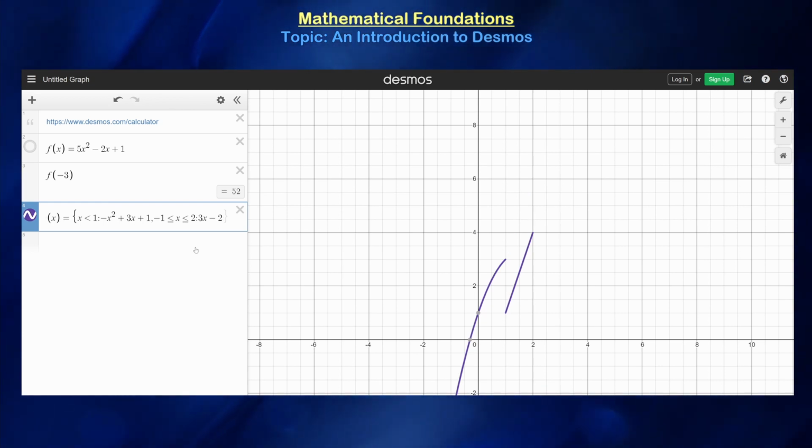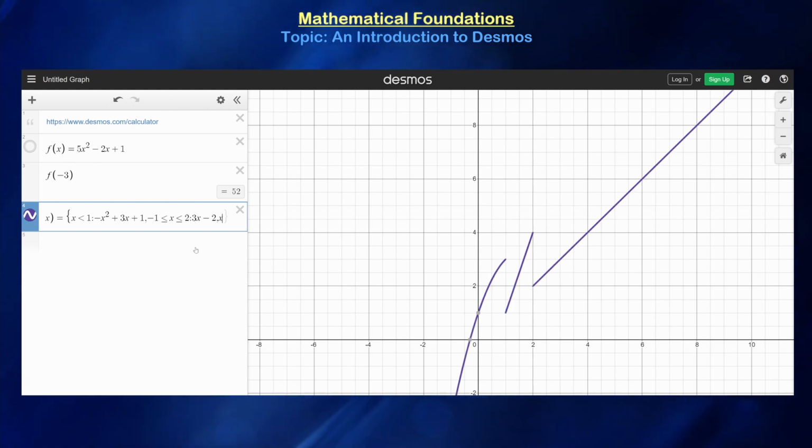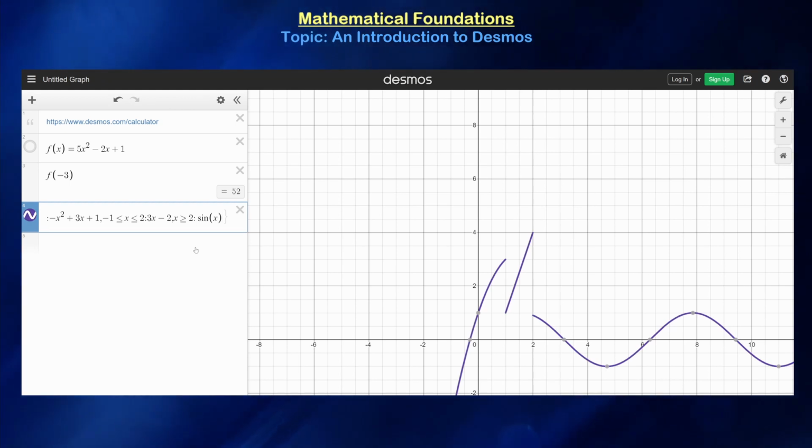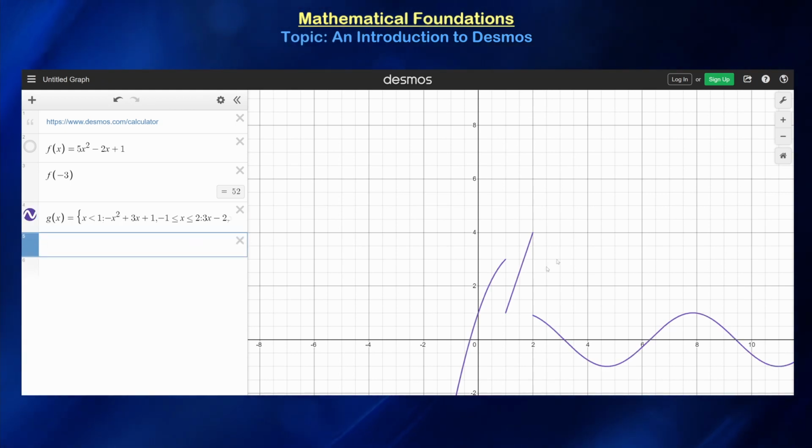And then the next piece, let's assume we want to be a periodic function on the interval x is greater than or equal to 2. Let's define it to be equal to the sine function, sine of x. Right? So that gives us a piecewise function here.